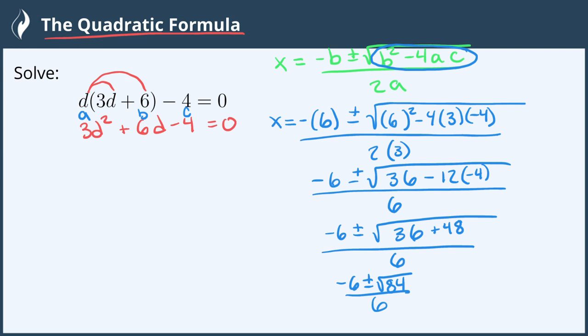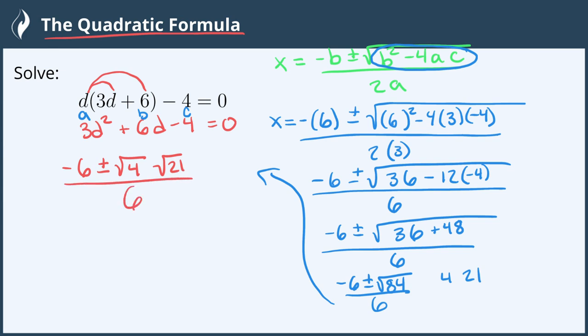Now we just need to simplify the radical. To do that, we'll see if 84 is divisible by any perfect squares. 84 is 4 times 21, so we can replace that, and I'm going to come over here for some more room. So we have negative 6 plus or minus the square root of 4 times the square root of 21, all over 6. Because 4 is a perfect square, the square root of 4 evaluates to 2, which gives us negative 6 plus or minus 2 square root of 21 all over 6. 21 doesn't have any perfect squares, so it's still under the radical.